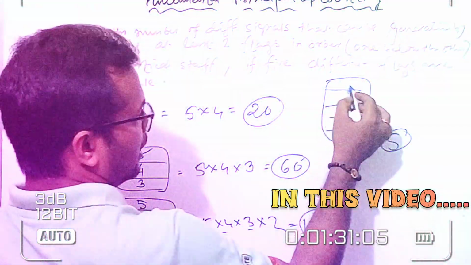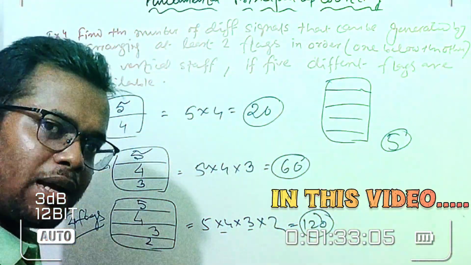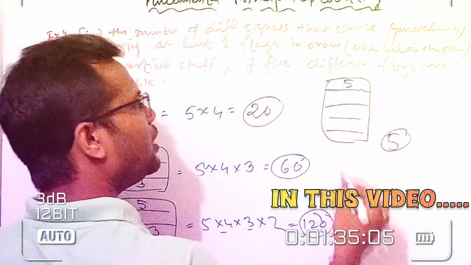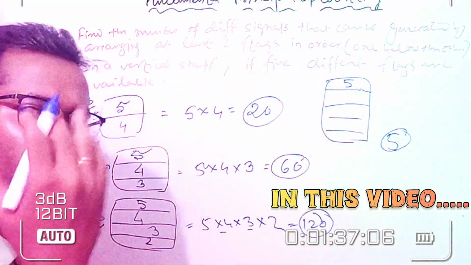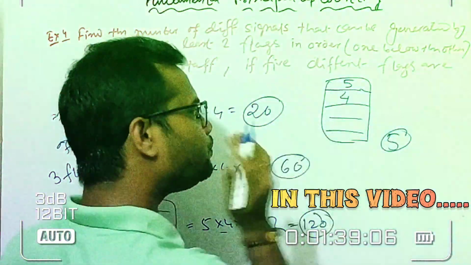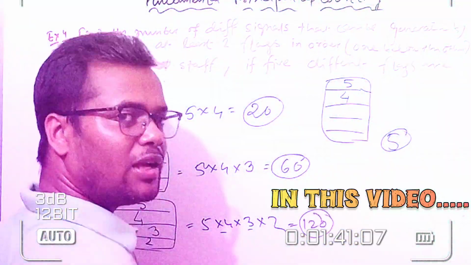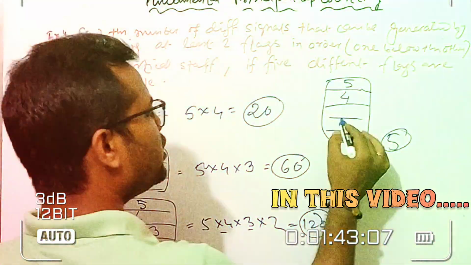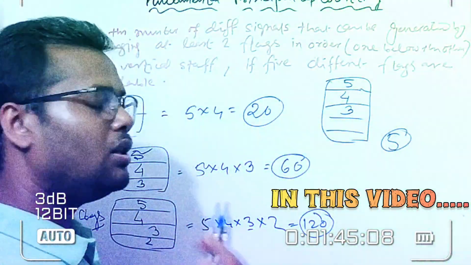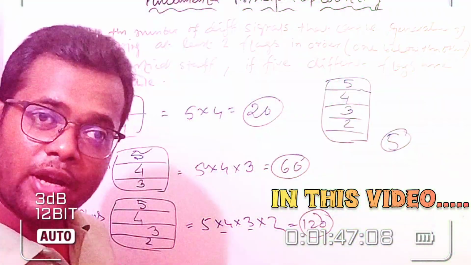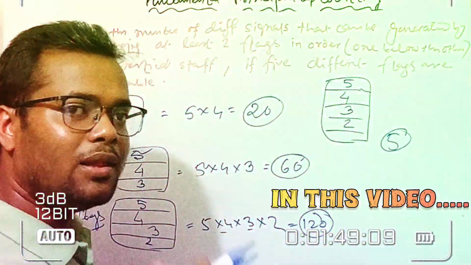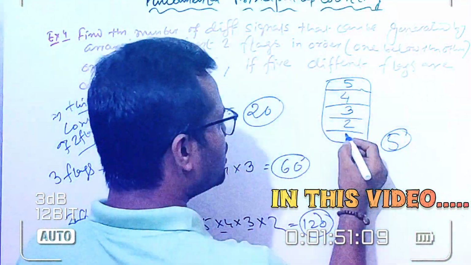The first number is 5, as 5 flags can be chosen in 5 different ways. So there is 5. Then 1 has been taken from 5, there is 4. So 4 flags can be chosen in 4 different ways. Write 4. Now there are only 3 flags. So 3 flags can be chosen in 3 different ways. And from 3, if we take 1, there are 2 flags. So 2 flags can be chosen in 2 different ways. From 2, if we take 1, then there is only 1 flag. So 1 flag can be chosen in 1 different way.